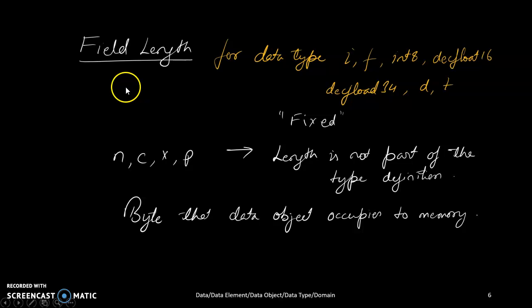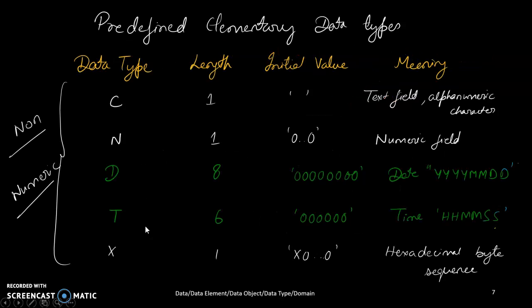Now, when we say field length, for the data types I, F, INT8 and DECFLOAT, these field lengths are usually fixed. However, for N, which stands for numeric character, C for character, X for hexadecimal, and P for packed, the length is not part of the type definition. So when we say length, it is defined in terms of bytes.